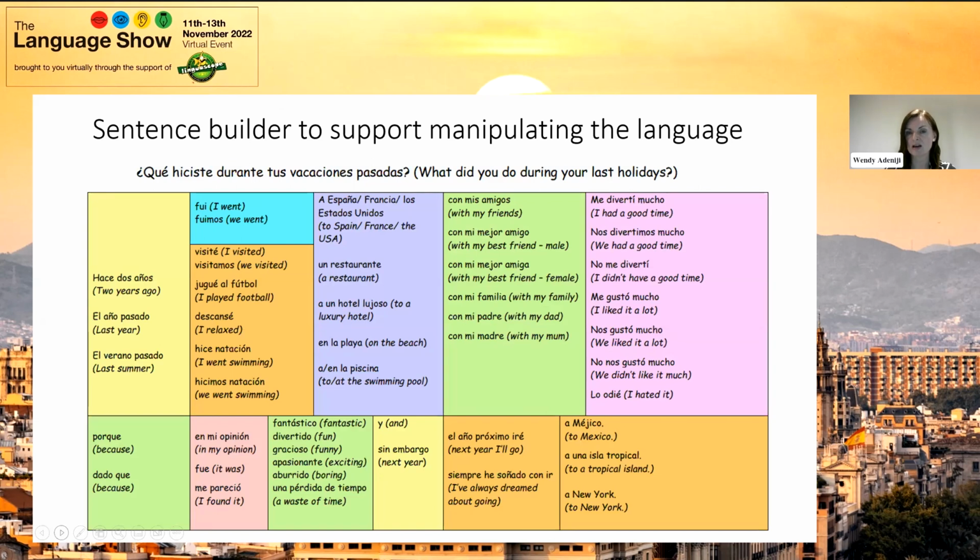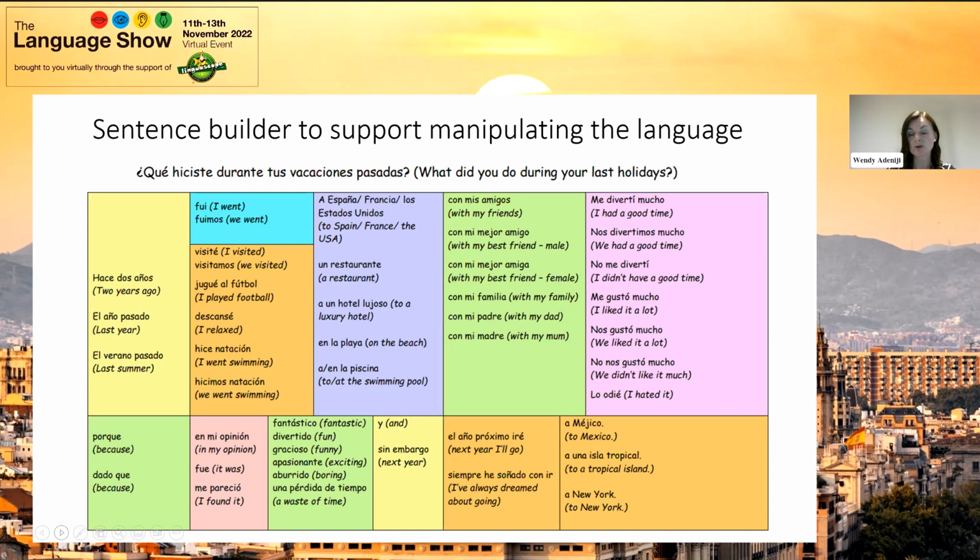Sentence builders are really good here. And again, they can then also show examples of different ways that you could talk about, for example, your holiday. So now we've got different options, and we're starting to give students the ability to manipulate.